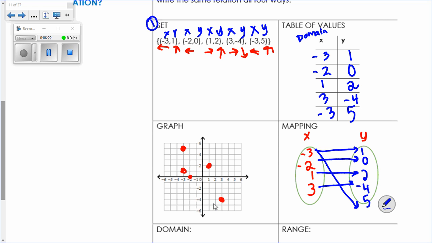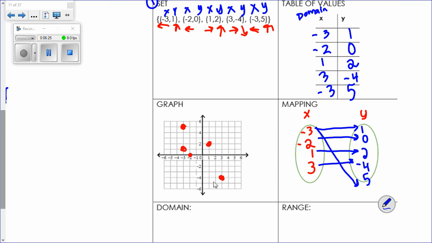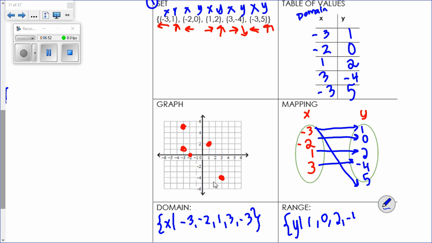Now we're going to write the domain and the range of each set. Okay? So my domain is, go to curly bracket, x bar, -3, -2, 1, 3, and -3. Close the bracket. My range, y bar, 1, 0, 2, -4, and 5. Okay? So we're going to flip the page. Keep going.